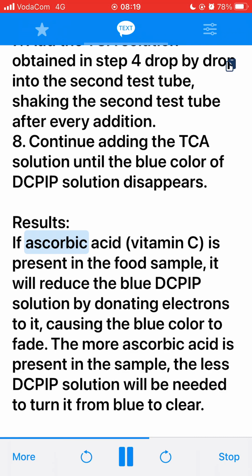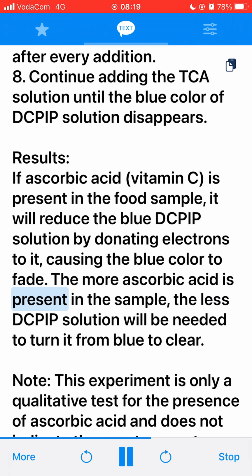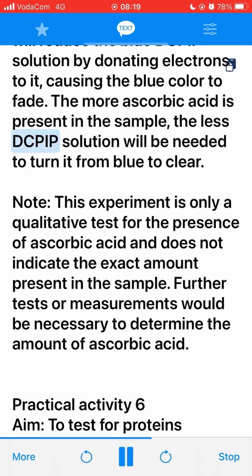Results: If ascorbic acid, vitamin C, is present in the food sample, it will reduce the blue DCPIP solution by donating electrons to it, causing the blue color to fade. The more ascorbic acid is present in the sample, the less DCPIP solution will be needed to turn it from blue to clear.